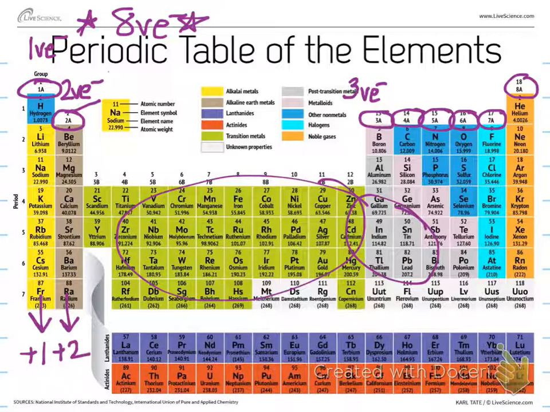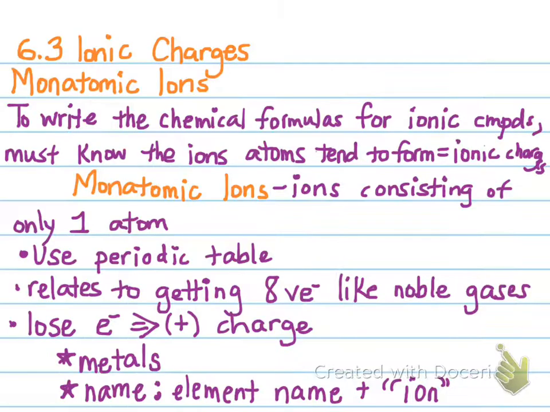Group 3A, which pretty much is just boron and aluminum, they have 3 valence electrons. So they can either lose those 3 or they can gain 5. They're going to lose those 3, so they're going to have a charge of +3. So we can use our periodic table to figure this out. And that's what I was talking about here, about using our periodic table. I just showed you how to use your periodic table.